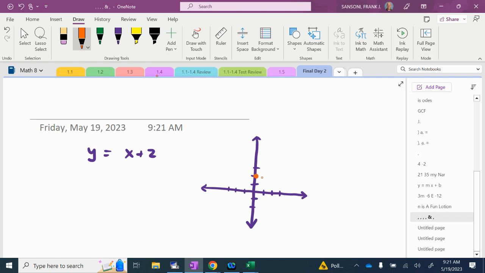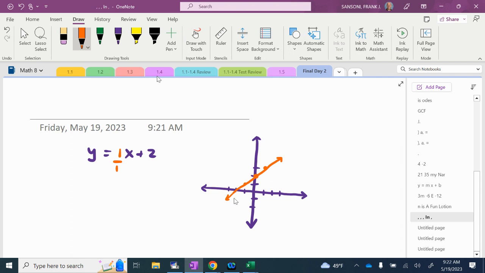Don't see a number in front of the x. What's my slope? 1, which means what? Up 1, right 1, right? Because my slope is 1 over 1. So from there, up 1, right 1. I could also do down 1, left 1, right? And so there's a quick sketch of my graph. Okay? And then, like I said, in the same box, so we're still in the lower left.